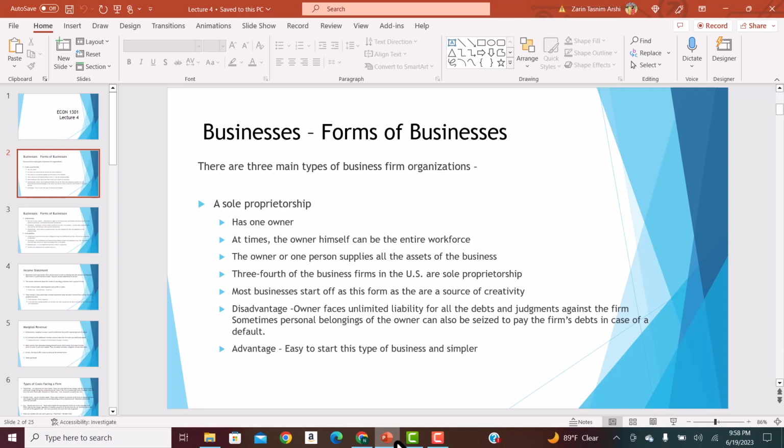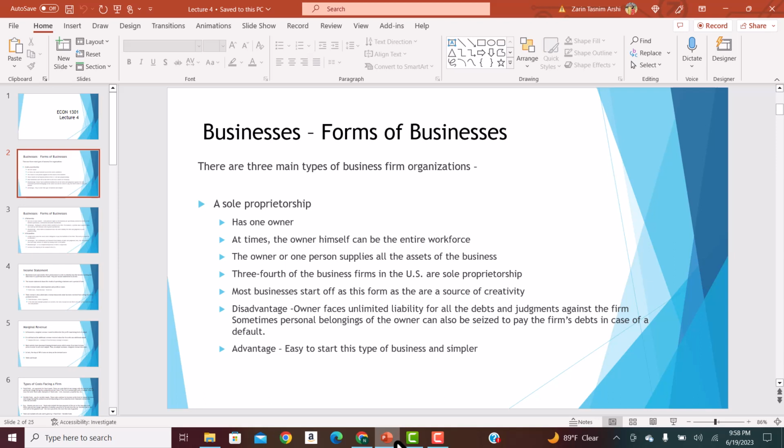In terms of the number of businesses in the US, approximately three-fourths, or 67%, of all the businesses in the US are sole proprietorship businesses. So you can see there are a large number of small businesses within the United States that have only one owner, and they are probably localized in an area offering goods and services to local customers. Okay, and most of these businesses start off at this form.